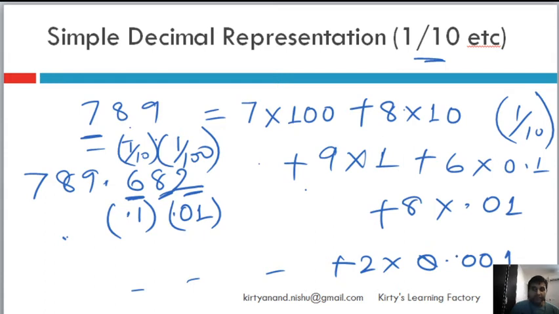1 by 1000. So the decimal on this side can also continue, and every time in the denominator one more 0 will be added. So like 1 by 10, 1 by 100, 1 by 1000, 1 by 10,000, 1 by 1 lakh or 1 by 100,000, 1 by 10 lakhs, or you can call it 1 by 1 million. It will continue. So that is basically the simple decimal representation.